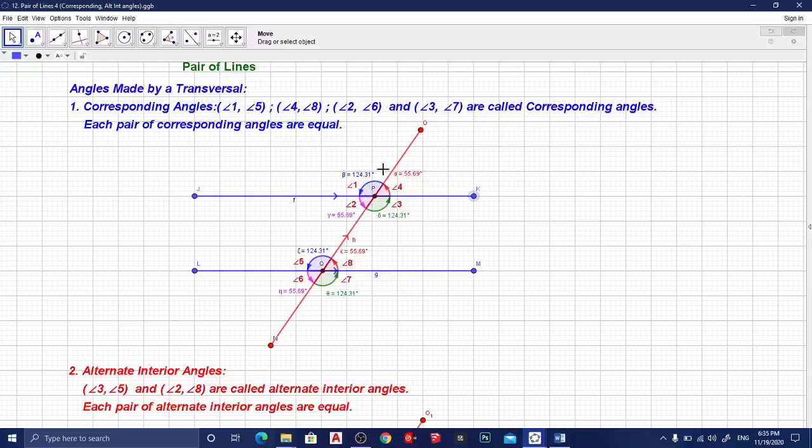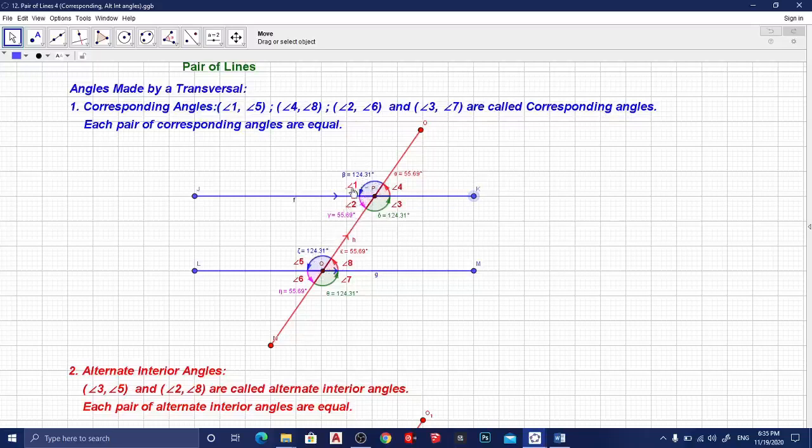Okay, what is the property of corresponding angles? Each pair of corresponding angles are equal. That's the important point here. Each pair of corresponding angles are equal to each other. If you observe in this figure, this is forming 124.31.